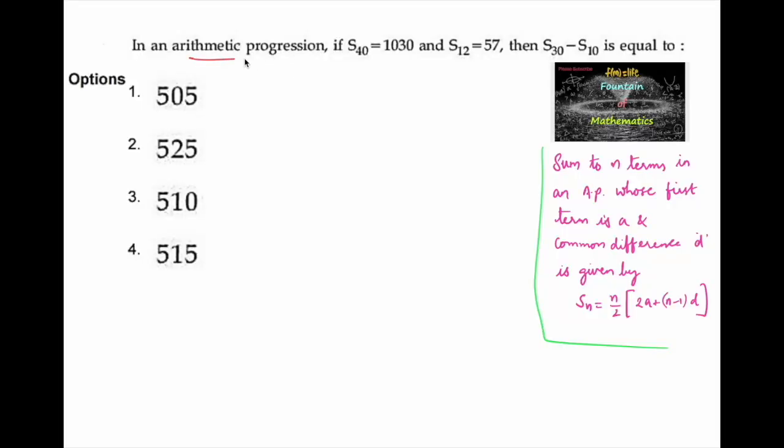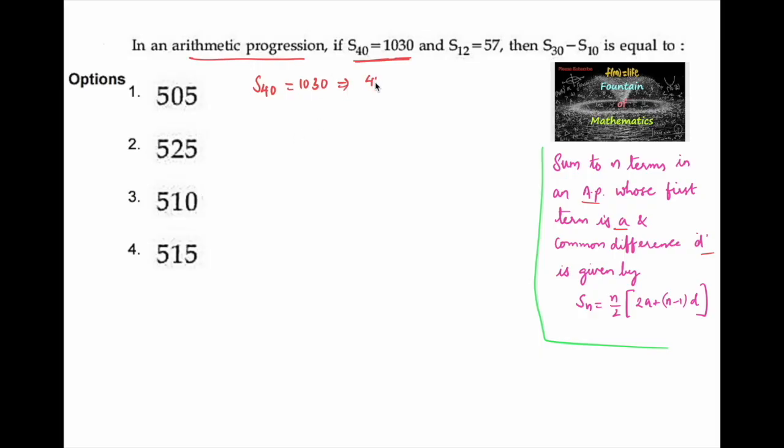Given in an arithmetic progression, S40 is equal to 1030. We know that the sum to n terms in an arithmetic progression whose first term is a and common difference is d is given by Sn is equal to n by 2 of (2a plus (n minus 1) into d). So here we can get S40. S40 is equal to 1030.